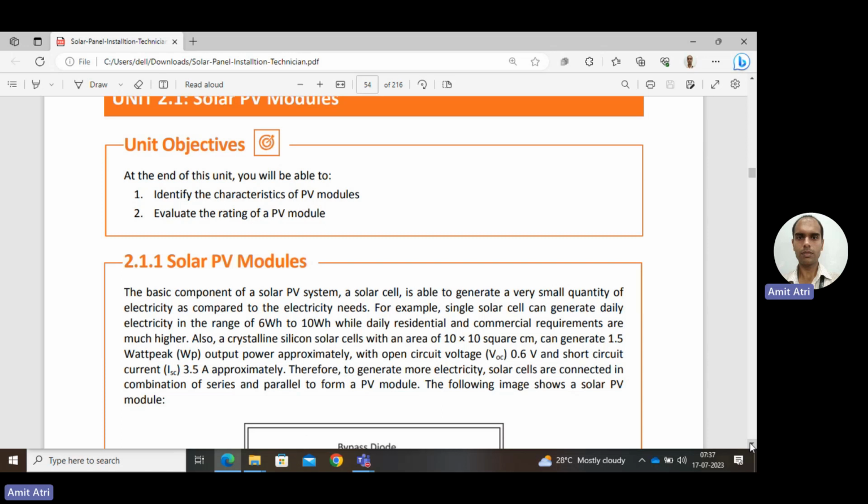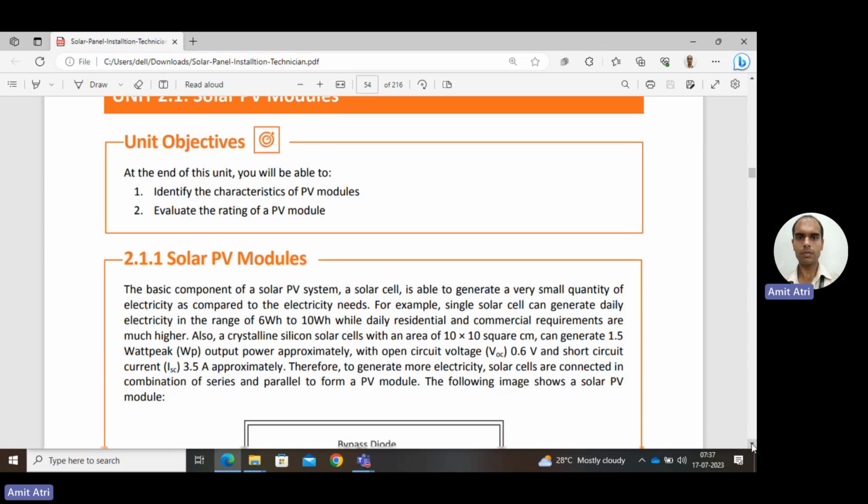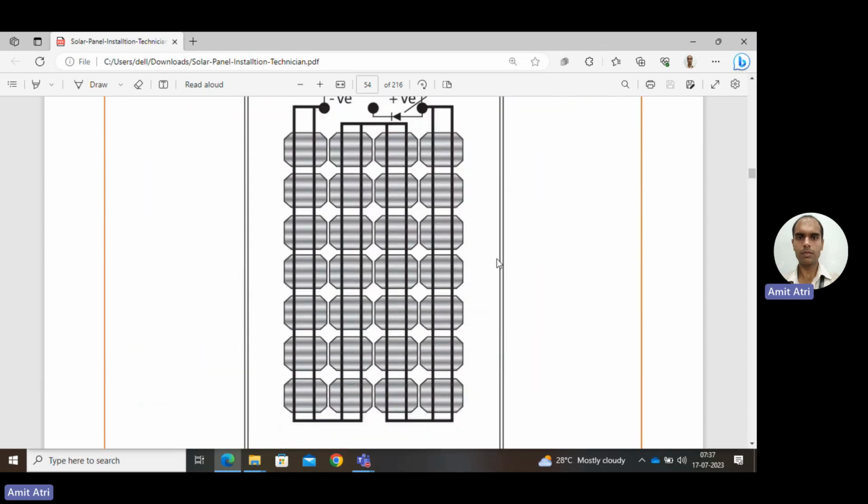So what is the solution? In that case, we need to connect several solar cells in series and in parallel, and thereby this solar module is formed. So here is a solar PV module.